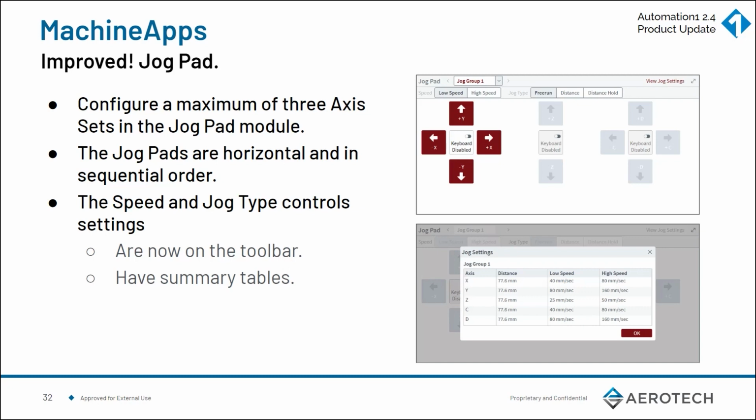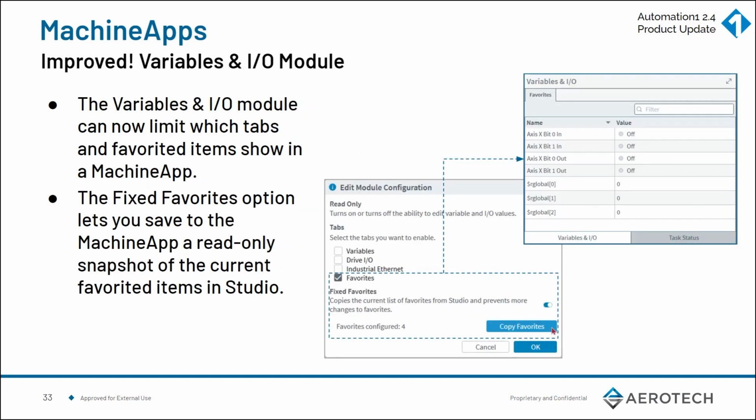The jog speed and jog type controls also have been put in this nice little menu bar at the top of the module. And if you want to see the settings in a table, just click on View Jog Settings and we'll display those to you as well. Moving on to variables and I/O modules. The variables and I/O module can now limit which tabs and favorite items show up in a MachineApp. And really, we kind of combined that capability with this fixed favorites option.